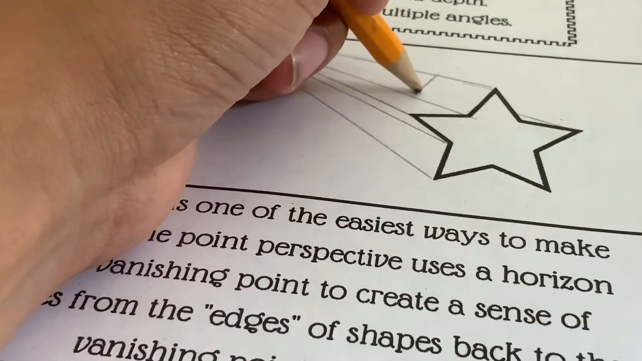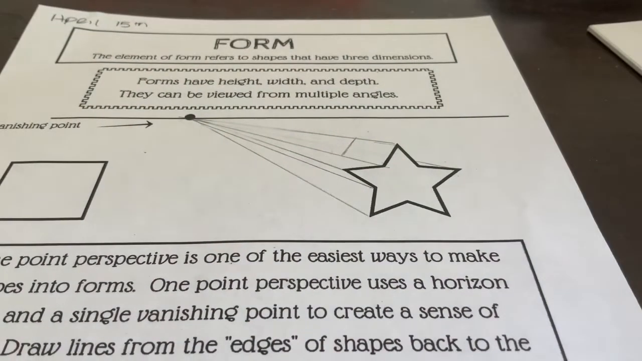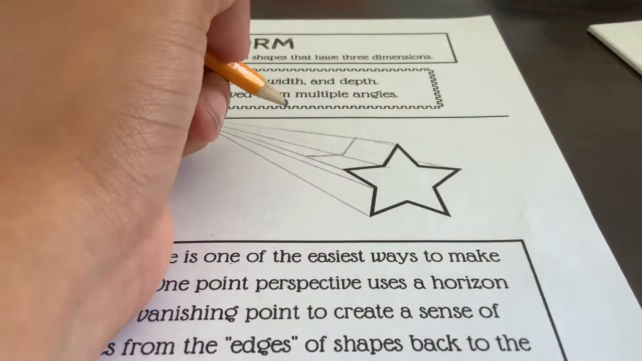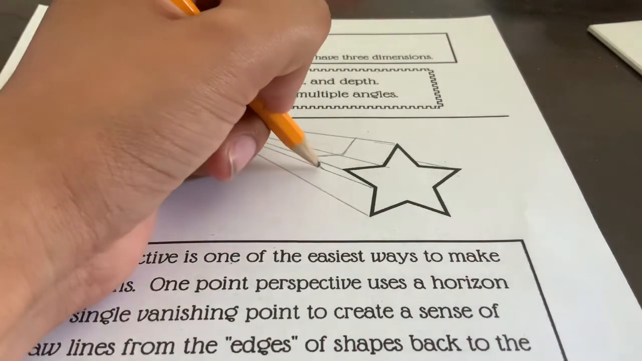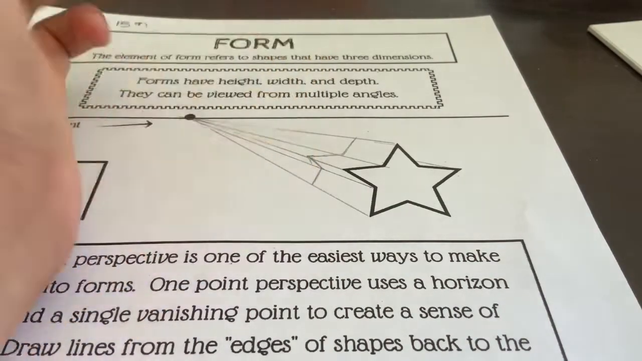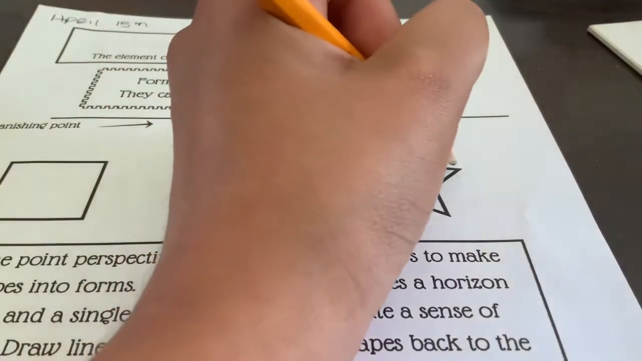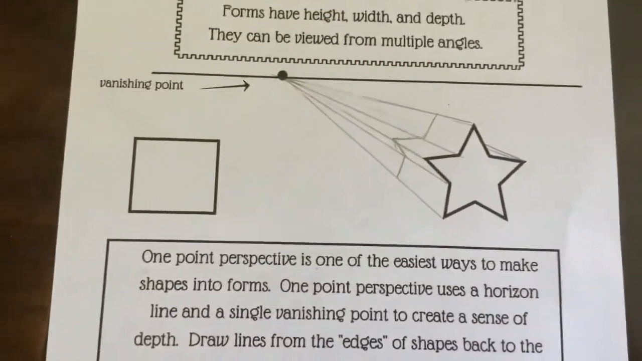I am now going to start adding lines that give the shape of the triangle on the lines that I connected to my vanishing point, and it's going to look like this. It's going to give that form shape to my star. Now I'm going to do the same thing and connect my corners to the vanishing point on my horizontal line.